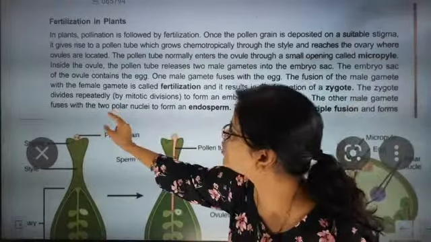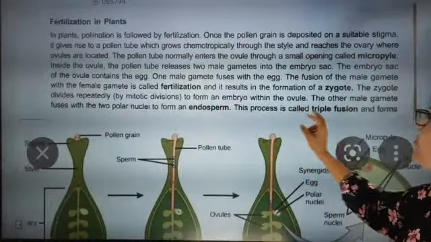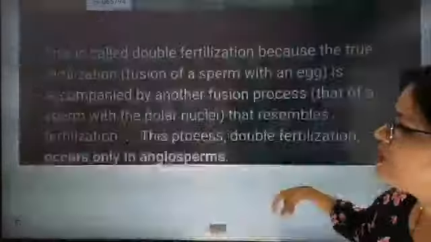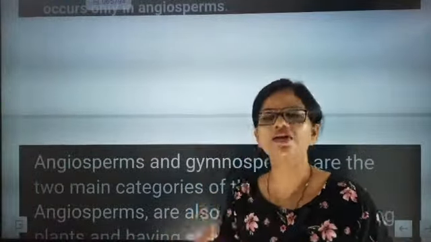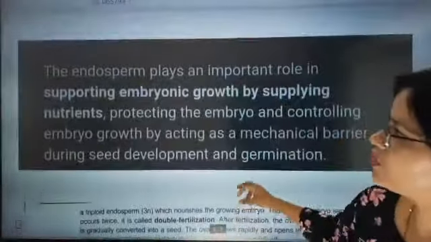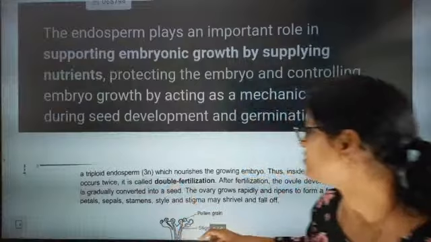So till here, double fertilization you have understood. And in double fertilization, there is one very important point you have to write, and you should not forget this point. The fusion of the male gamete with the egg forms the zygote, which divides repeatedly by mitosis to form the embryo. This part you already know. The other male gamete fuses with two polar nuclei to form the endosperm. This process is called triple fusion, but finally it comes as double fusion, beta. Three nuclei fuse to form the endosperm, so a triploid endosperm will be there, which nourishes the growing embryo.